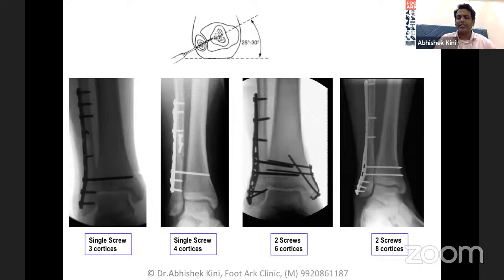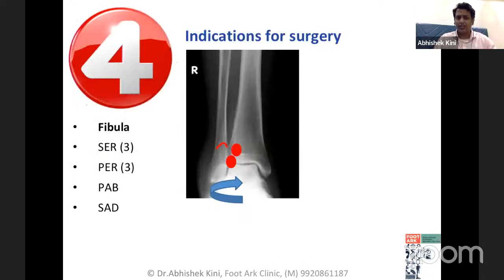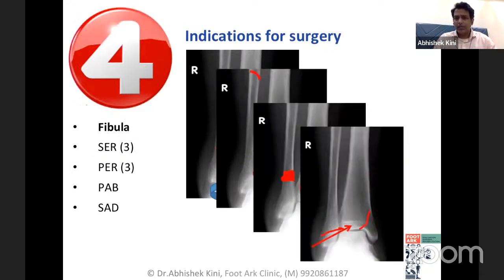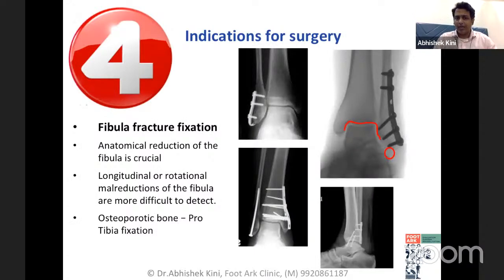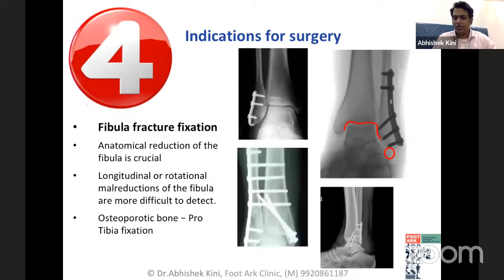An important thing to keep in mind is the fibula is placed 25 to 30 degrees posterior to the tibia, and the direction of the screw has to be directed anteriorly, from posterolateral to anteromedial, at 25 to 30 degrees. Fibula fractures can be seen in all 4 types, and we need to get anatomic reduction of the fibula. It's very important to maintain length at the ankle mortise, since longitudinal and rotational malrotations of the fibula are more difficult to detect. And in certain conditions, like osteoporotic bone, as in diabetics, you can also do pro-tibia fixation, where all screws are passed from the fibula into the tibia.